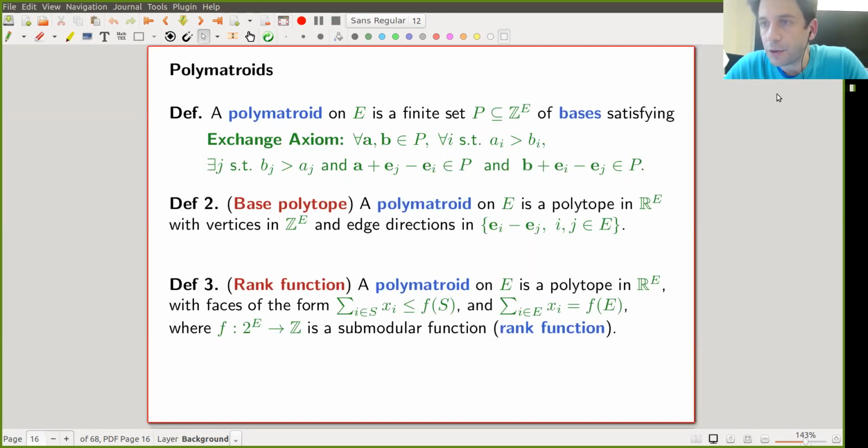Okay, any question on this? Any additional question on this definition? So it's a very natural relaxation. So here we are going from sets to multisets. Here we are just allowing the vertices to be in Z^E instead of {0,1}^E. And here, same thing, we are just allowing our rank function to increase by more than 1 for a singleton.